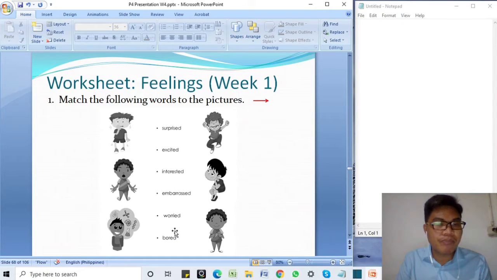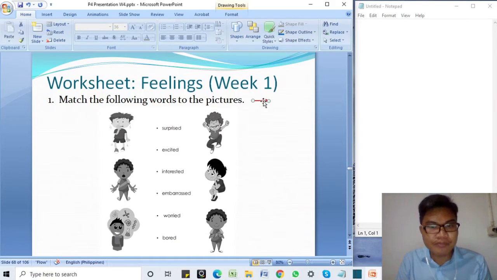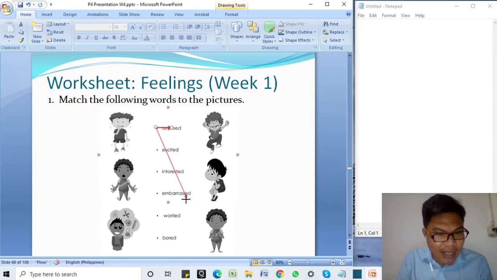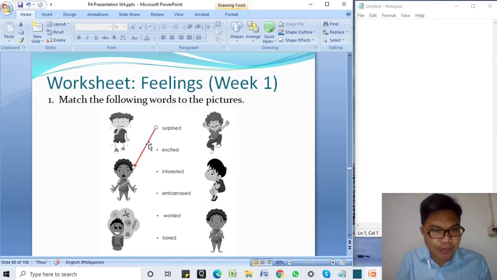Like for example, surprised. Which photo do you think here is associated with the word surprise? You're going to match it by drawing a line from the word to the pictures. So which do you think is the right answer here? Is it this? Well, this one looks surprised, so this must be the answer.